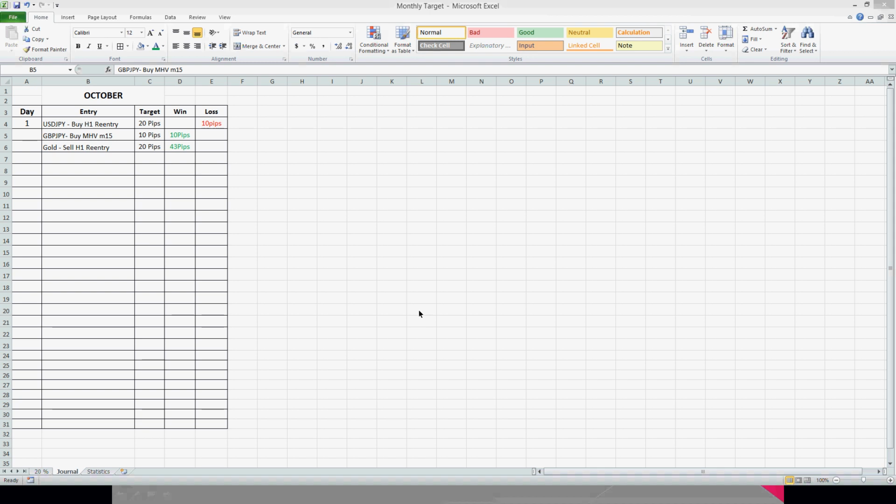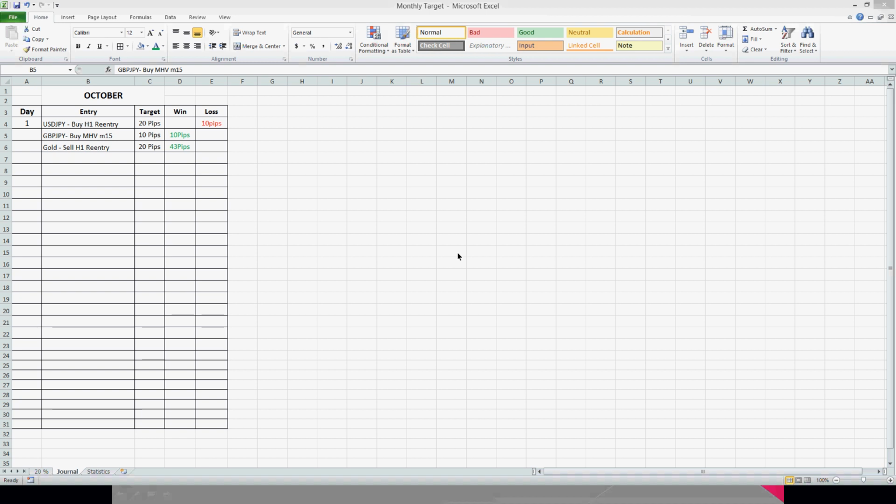Let me just fix this one up. Let's say I bought GBP JPY over here. So my target is only about, for example, 10 pips, which is about the mid BB. Once I have already achieved my target of about 10 pips, what I need to do is to set myself up.